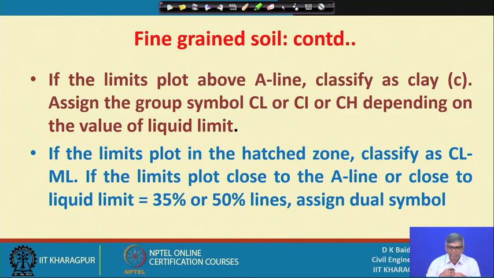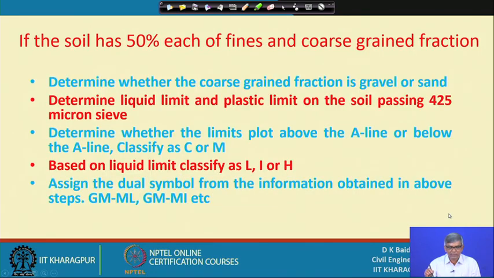If the limits plot in the hatch zone, classify as CL-ML. If the limits plot close to the A line or close to the liquid limit 35% or 50% line, assign a dual symbol. That is, if it is very close, these are decisions you can take as a geotechnical engineer. So, this is about the steps in classification.